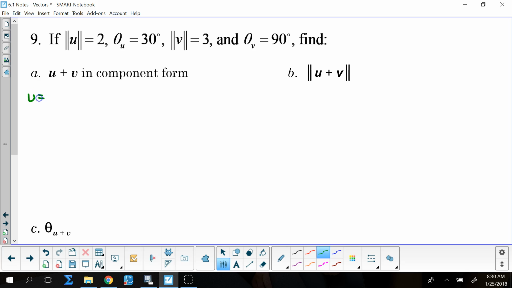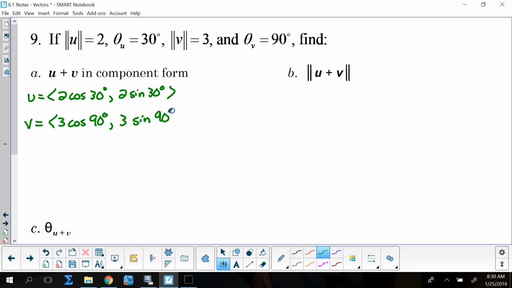So u is going to be 2 times the cosine of 30 degrees, and 2 times the sine of 30 degrees. V is going to be 3 times the cosine of 90 degrees, and 3 times the sine of 90 degrees. Okay?